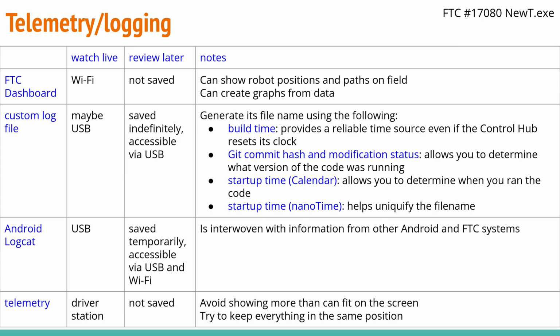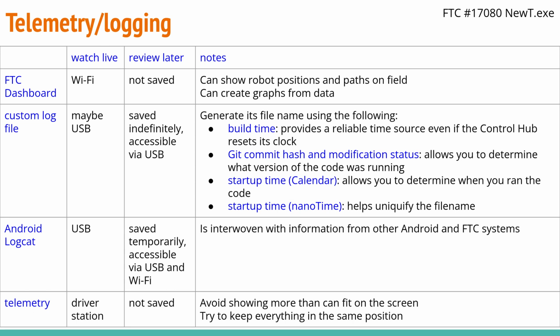So, the most common one is telemetry, which goes to the driver station, and it's strongly recommended to keep it to a single screen so that drivers can easily just look down at it and see what they need to see without having to mess with scrolling.